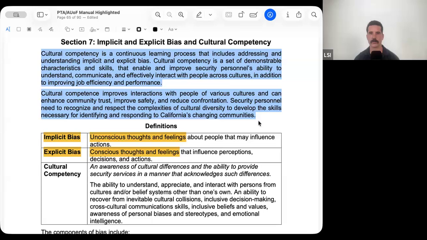Cultural competence improves interactions with people of various cultures and can enhance community trust, improve safety, and reduce confrontation. Security personnel need to recognize and respect the complexities of cultural diversity to develop the skills necessary for identifying and responding to California's changing communities.